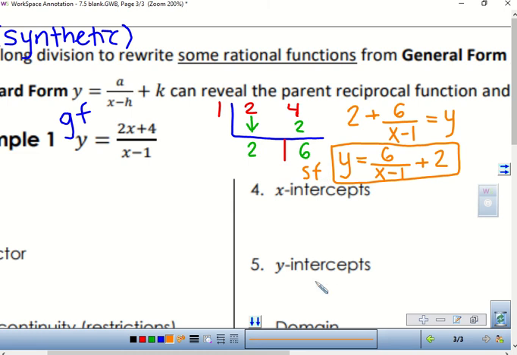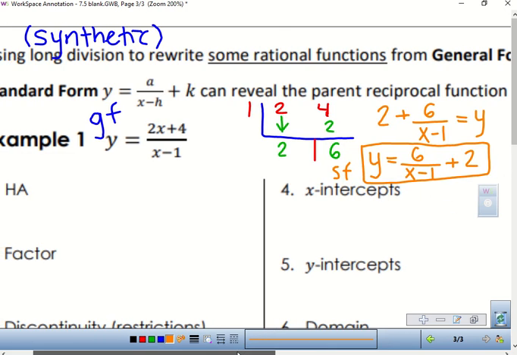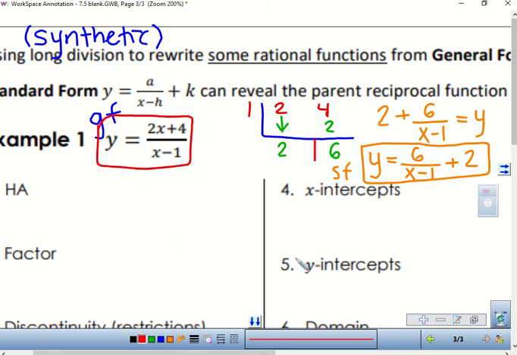So as we go through this process of identifying the key features of this graph, I will be talking about them in terms of standard form and general form to remind you how they work and how you could identify either way. So I'll be using both, and I will do the general form ones in red, and I will do the standard form ones in orange so you can keep track.